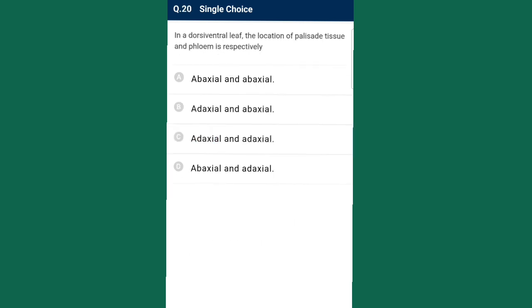Question number 20. In a dorsiventral leaf, the location of palisade tissue and phloem is respectively? In a dorsiventral leaf, there is a distinct upper and lower surface. The upper surface is known as the adaxial surface and the lower surface is known as the abaxial surface. Mesophyll tissue of a dorsiventral leaf is differentiated into upper palisade parenchyma and lower spongy parenchyma. In vascular bundles, xylem is present towards the adaxial surface and the phloem is present towards the abaxial surface. So the answer is option B, adaxial and abaxial.